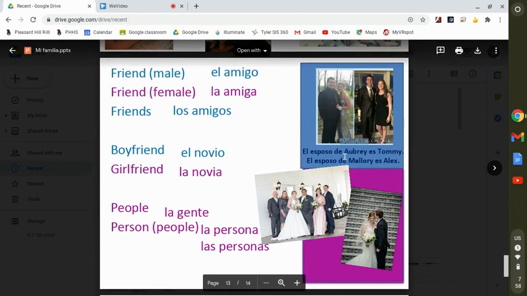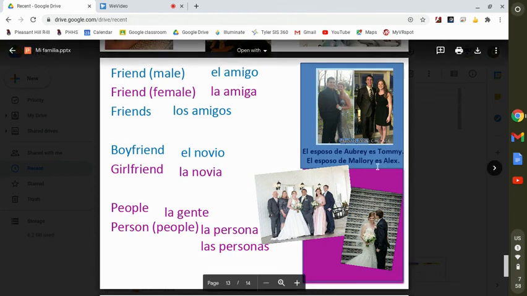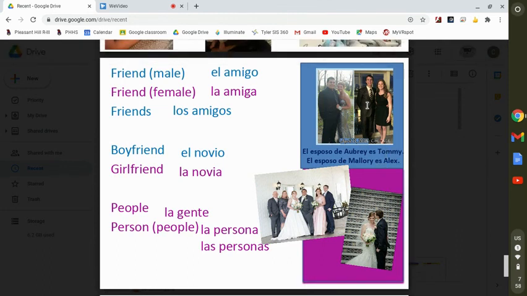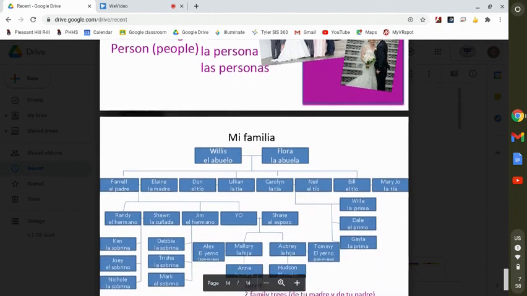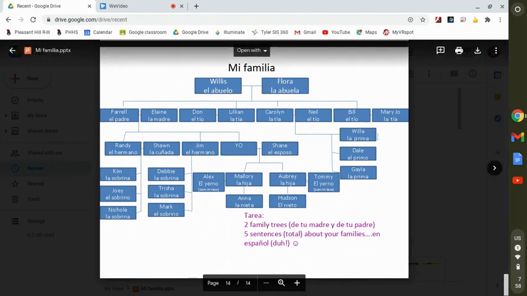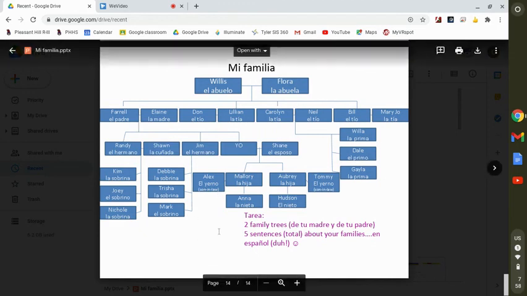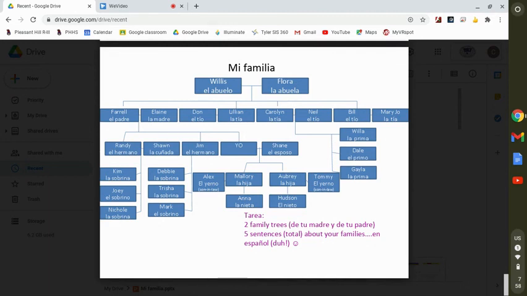And I have, el esposo de Aubrey es Tommy. Aquí is Tommy. El esposo de Mallory es Alex. Aquí is Alex. Okay, this is the family tree that I'm going to give you a separate video on. But if you look at this family tree, it is short and simple, okay? I did not add in all of my cousins over here with their spouses and their grandkids. And so this is a simple version. I'm going to go into a more detailed explanation for you in another video.